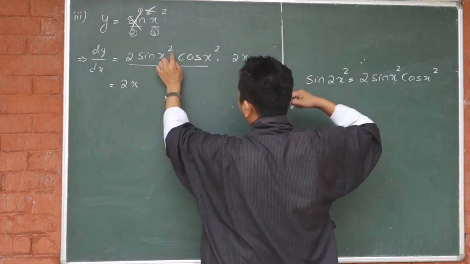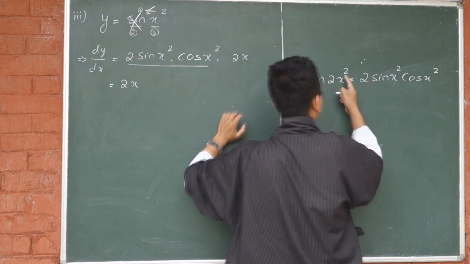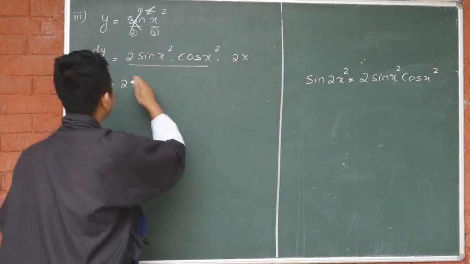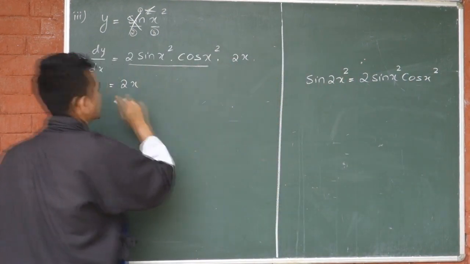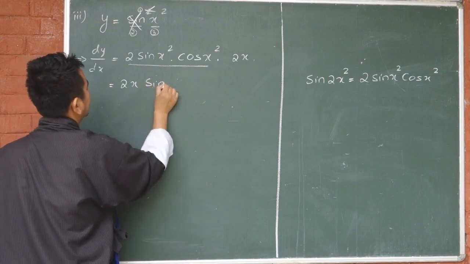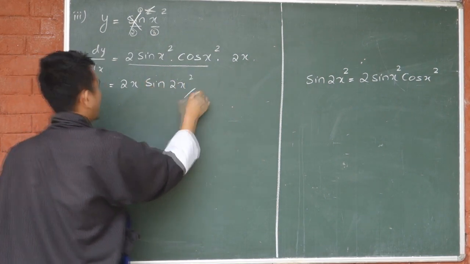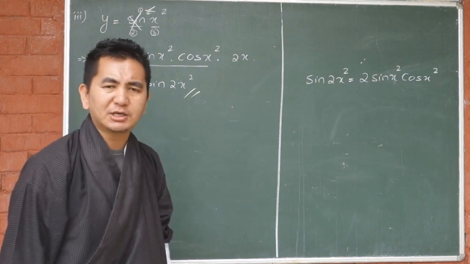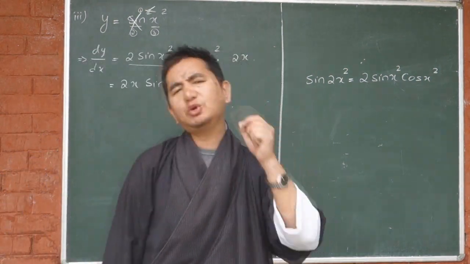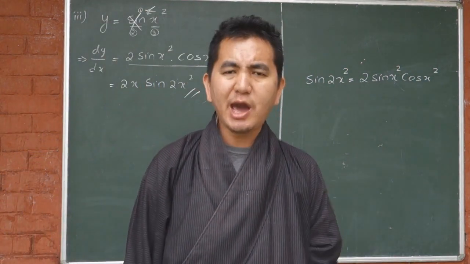So here the angle is squared. So if you square this side, make sure you square this side as well. Which means 2 sine x square cos x square becomes now sine 2x square. Make sure you go with the final answer. Try to use the identities. Make sure you are thorough with the identities, okay?